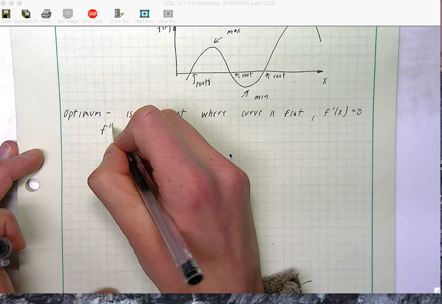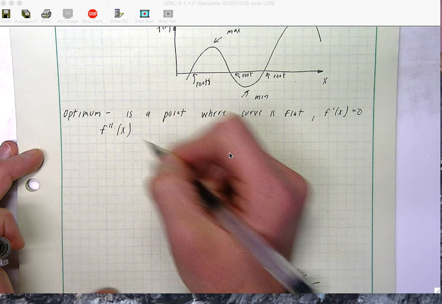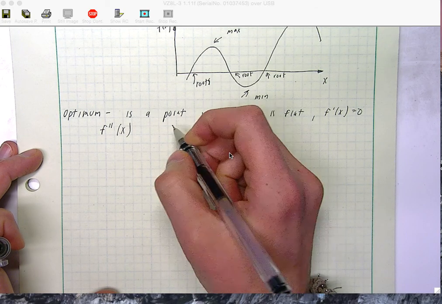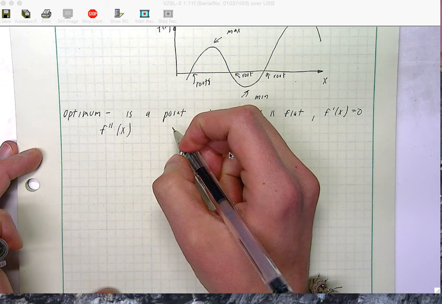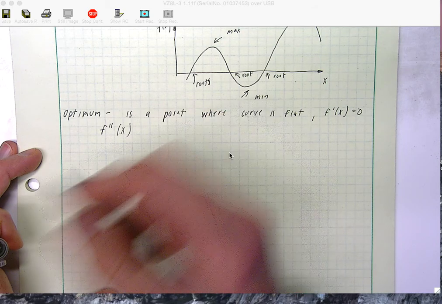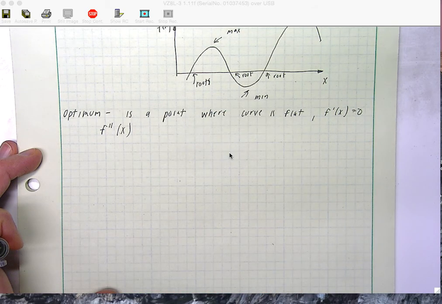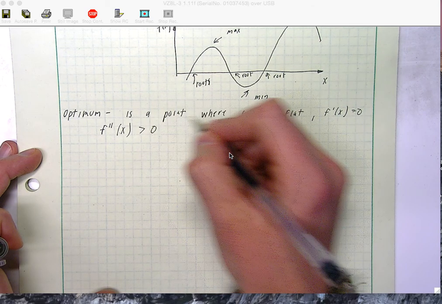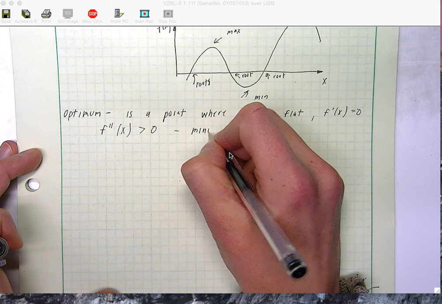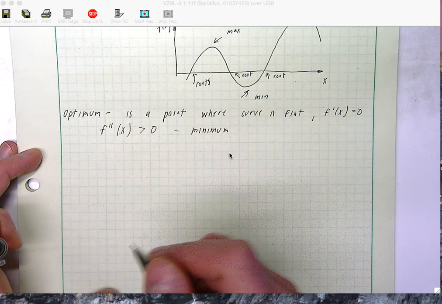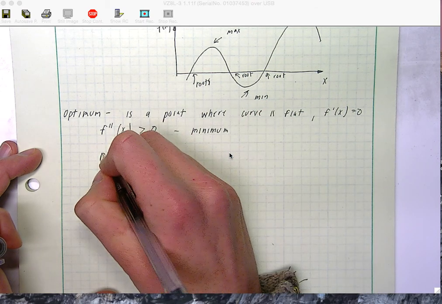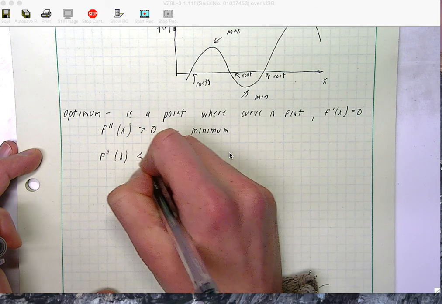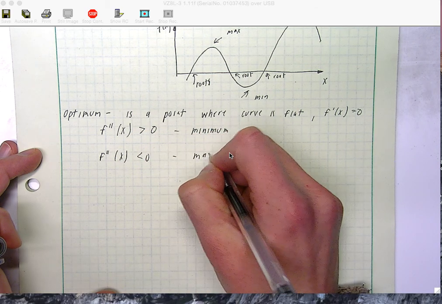So by looking at second derivatives and curvature, if you have the second derivative greater than 0, that means you have a minimum. And if your curvature is in the opposite direction, that means you have a maximum.